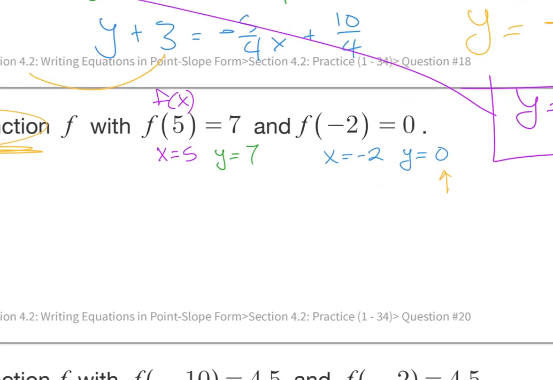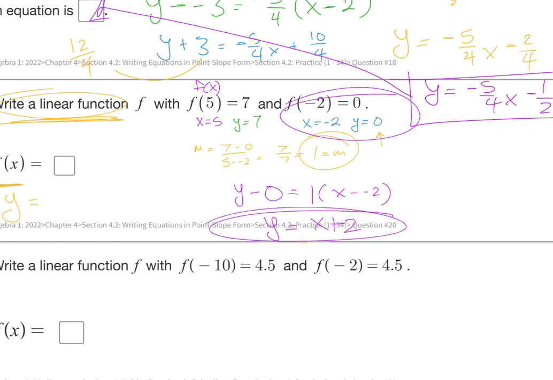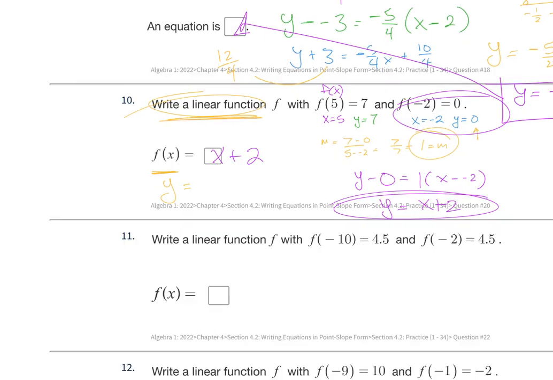But we got to find the slope first. The slope equals 7 minus 0 over 5 minus negative 2. That's 7 over 7, which is 1. Our slope is 1. Y minus, you know what, I like this one because I like messing with 0. Y minus 0 equals, m is 1, so I'm not even going to write anything. I mean, okay, sure, 1 times x minus negative 2. We're done. This is it. Y equals x plus 2, or f of x equals x plus 2. That's it. Done.